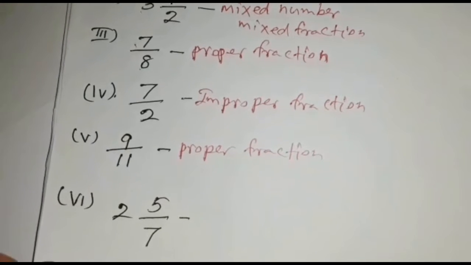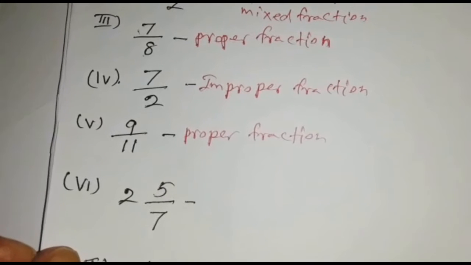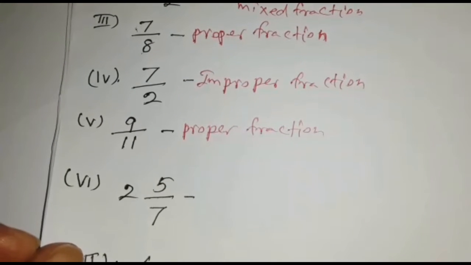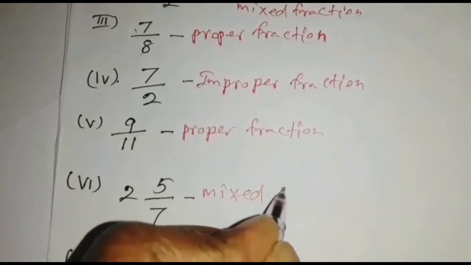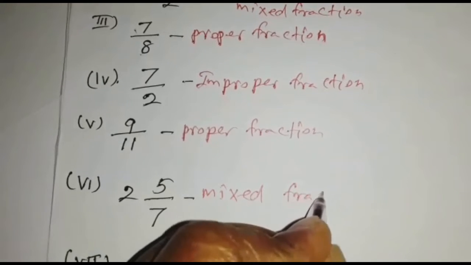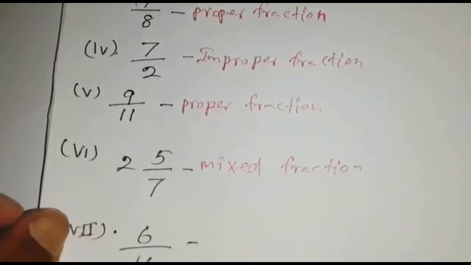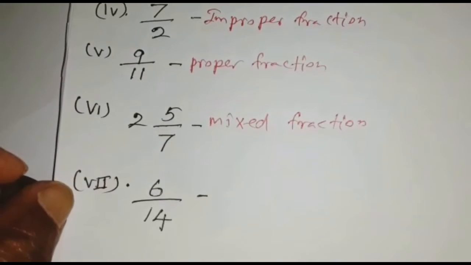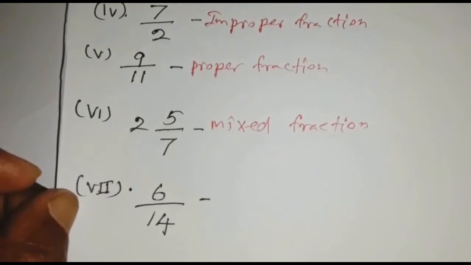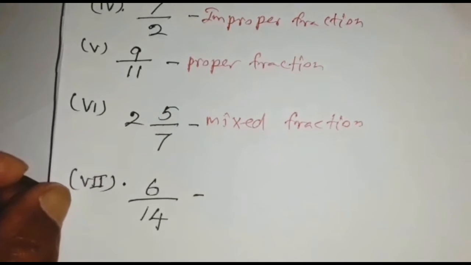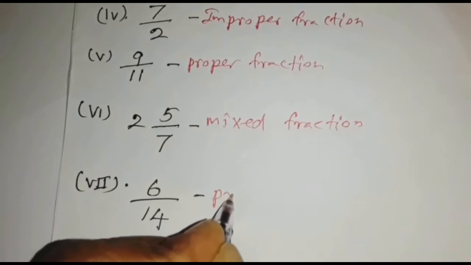Sixth one, 2 5/7. In this fraction, a whole number and a proper fraction together. So this fraction is a mixed fraction or mixed number. Seventh one, 6/14. In this fraction, the numerator is small. So this fraction is a proper fraction.